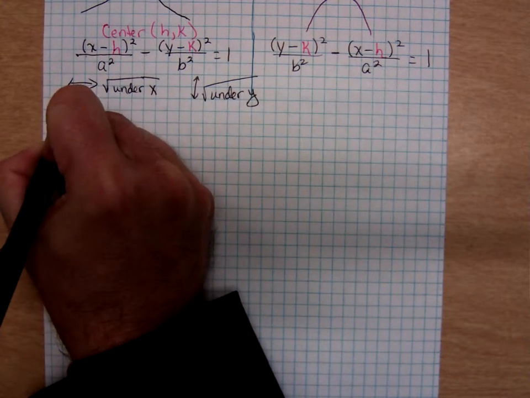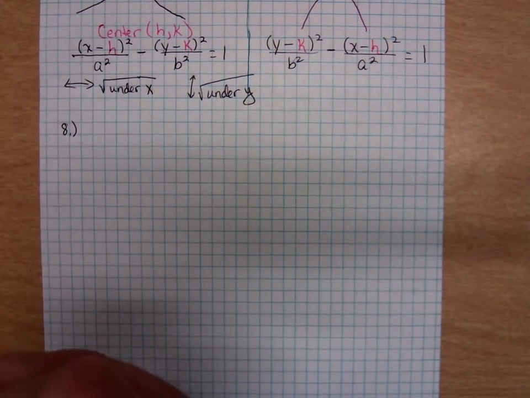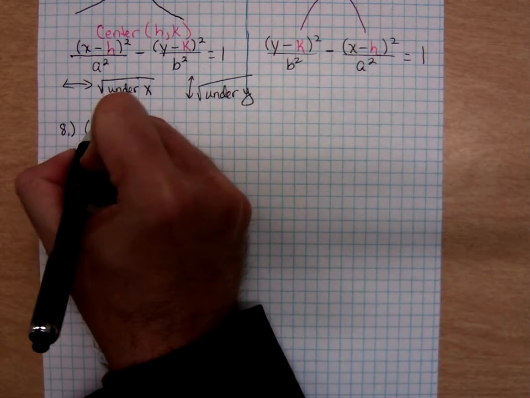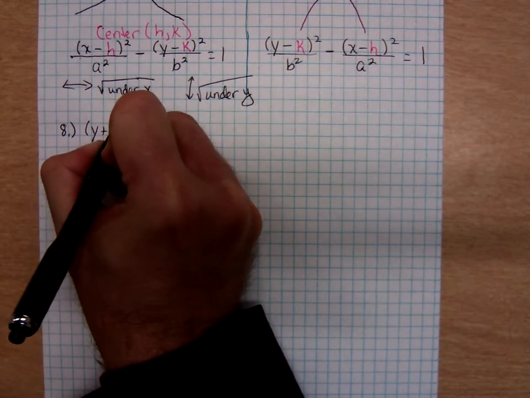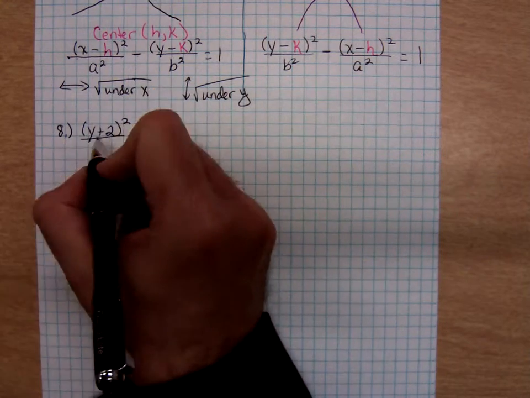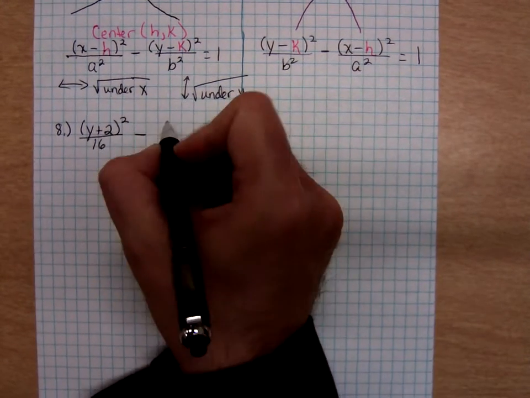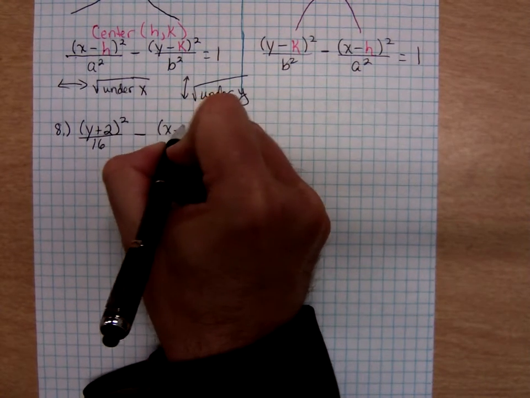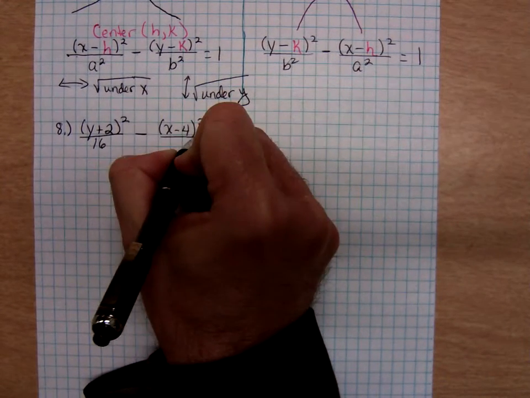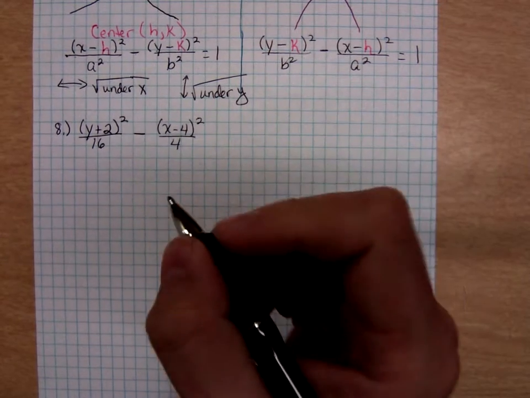We're graphing (y plus 2) squared over 16 minus (x minus 4) squared over 4 equals 1.